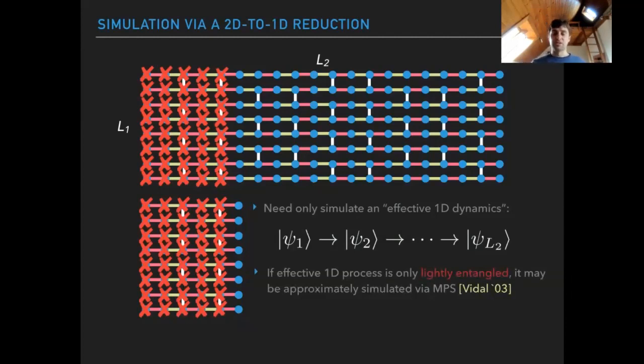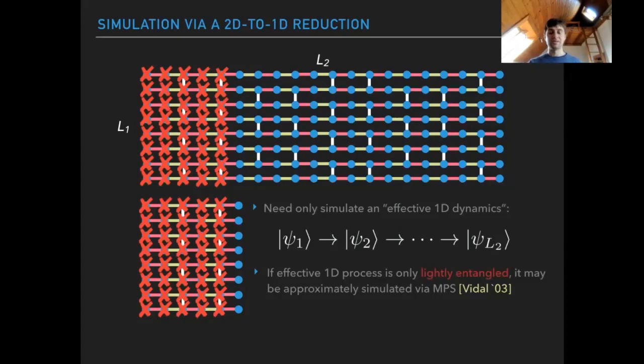Well, for this, we can turn to an observation of Vidal, namely that for such a process, if the process is only lightly entangled in some sense, then efficient approximation using matrix product states might be possible. So matrix product states are essentially one-dimensional tensor networks, which are good at approximately describing low entanglement states.